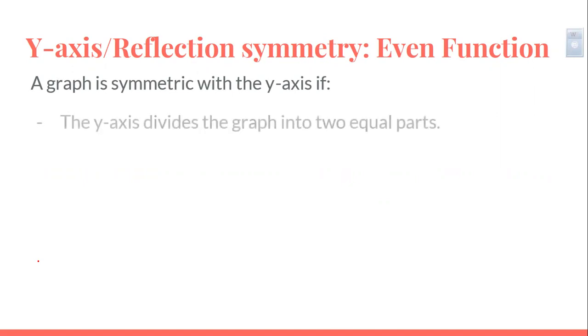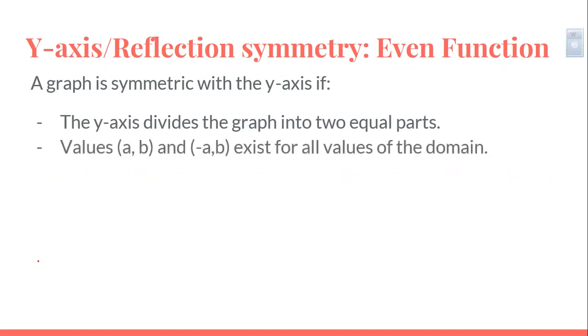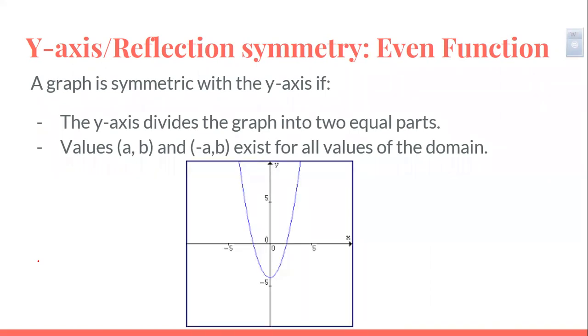Next, y-axis reflection or symmetry. A graph is symmetric with the y-axis if the y-axis divides the graph into two equal parts. The values (a, b) and (-a, b) exist for all values of the domain. So what that means, see here how we have this graph. The y-axis is literally my axis of symmetry. I now have two parts.